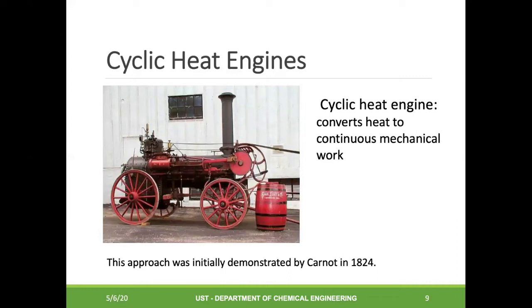Now, before we focus more on entropy, it started with the development of what we call cyclic heat engines. The cyclic heat engines were developed during the Industrial Revolution. For example, people burned coal to boil water, and the steam that was produced was used to drive a piston, thus producing mechanical work. The cyclic heat engine converts heat to continuous mechanical work. This approach was initially demonstrated by Carnot in 1824. The second law was formulated by considering a heat engine that is able to carry out work continuously.